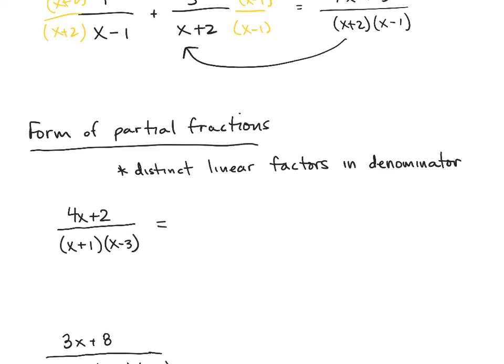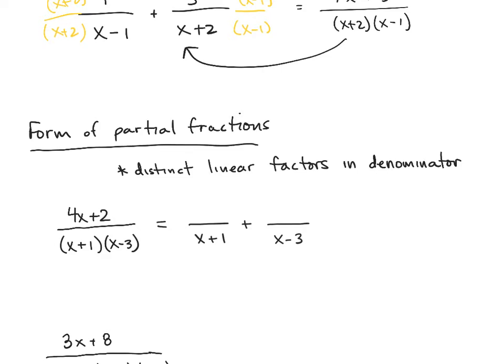First of all, you're going to have the same number of partial fractions as you have factors. So in this case, if you have two factors, you're going to have two partial fractions. And each one is going to have one of the denominators. So one of them is going to have a denominator of x plus 1. The other one is going to have a denominator of x minus 3. And then the numerator has to be 1 degree less than the denominator.